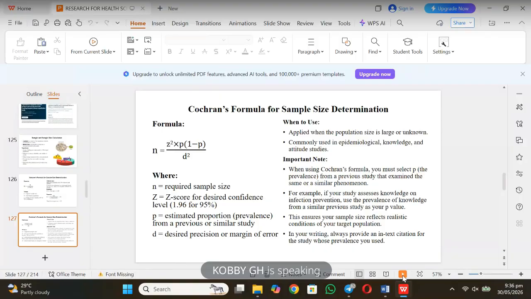So there are 2 principles that will let you use the Cochran formula. 1, when you don't know the population, when the population is unknown. 2, when you know the population but it's too large, Cochran. Simple as that. Someone wanted to ask a question, please go ahead.